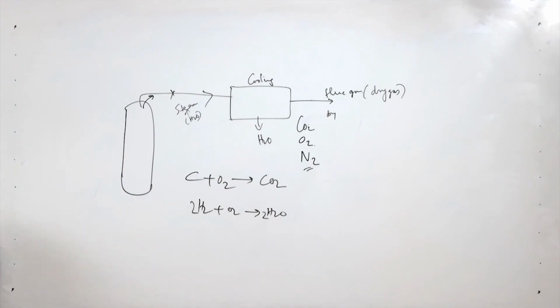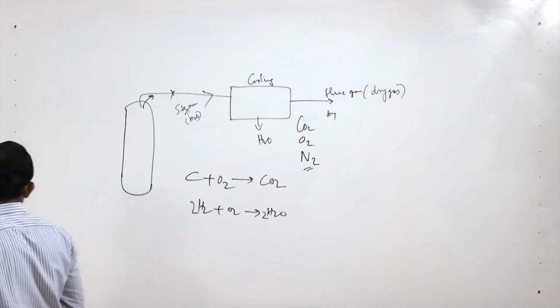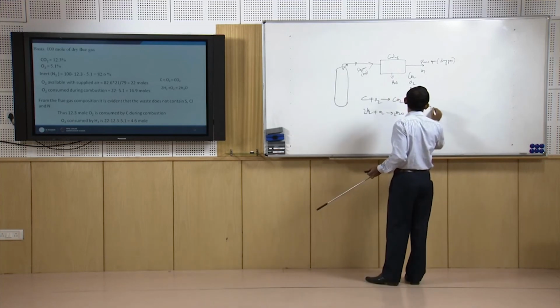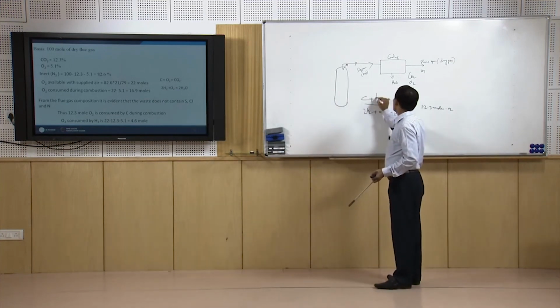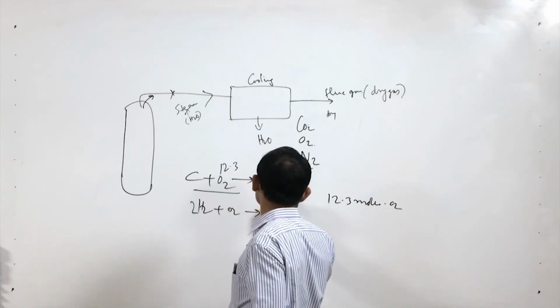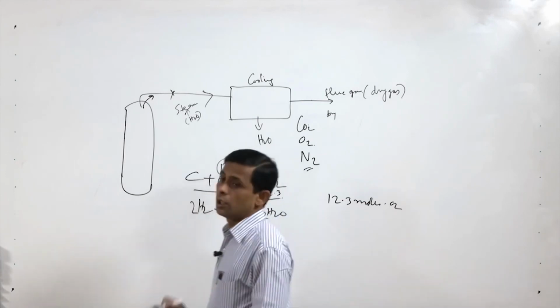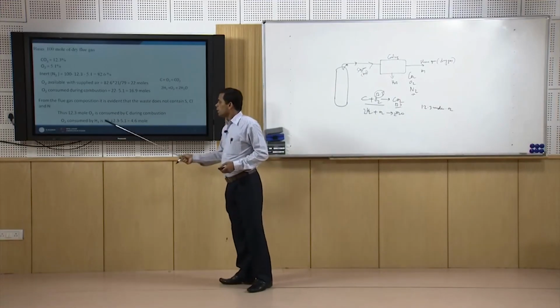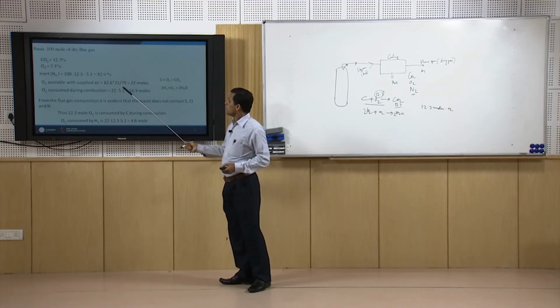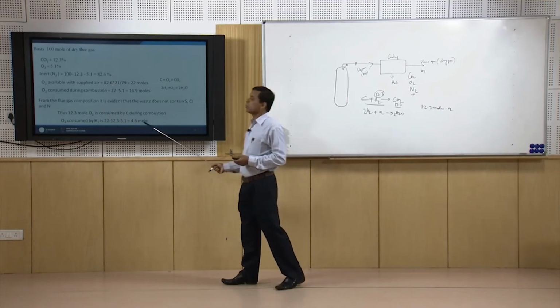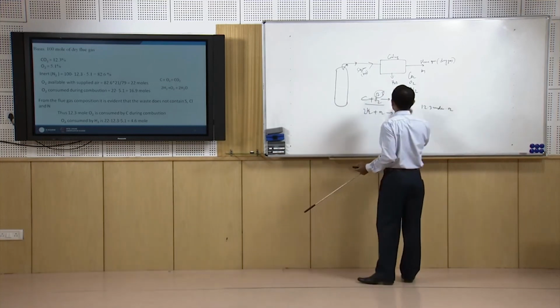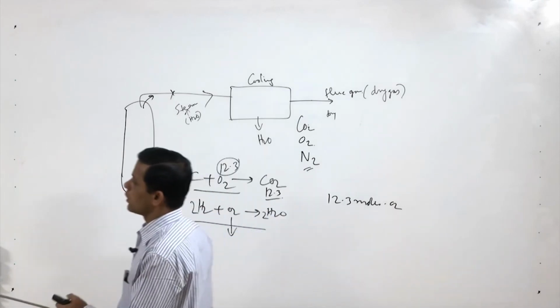From the flue gas composition, it is evident that the waste does not contain sulfur, chloride and nitrogen. Therefore, 12.3 moles of oxygen will be used by the carbon in these reactions, as 12.3 moles of CO2 is present. So, the oxygen consumed by hydrogen is the total oxygen supplied, 22, minus that used for carbon, 12.3, minus the excess oxygen present. So 4.6 moles were used for the combustion of hydrogen.